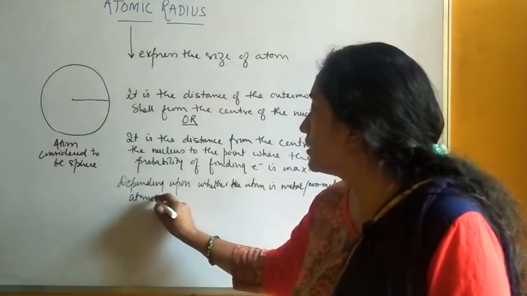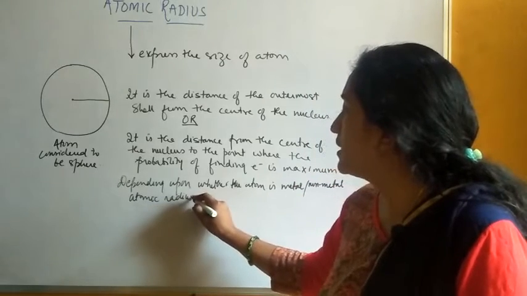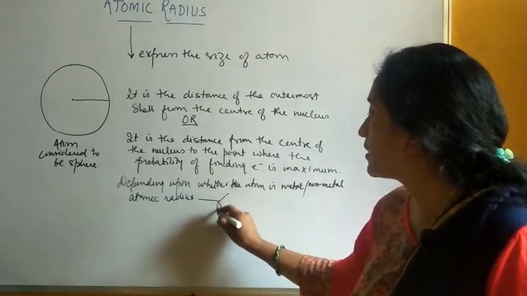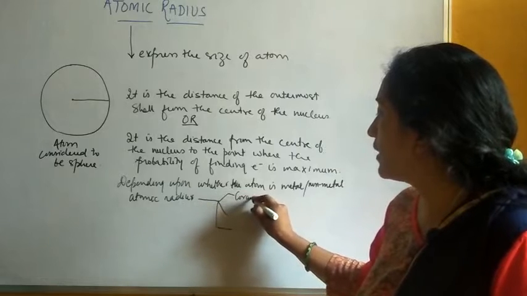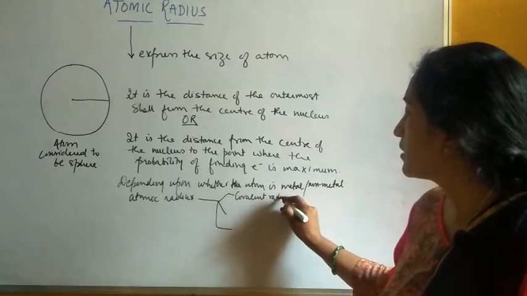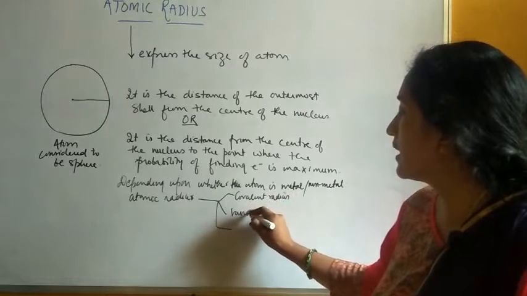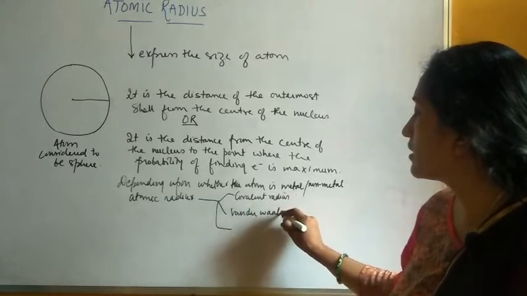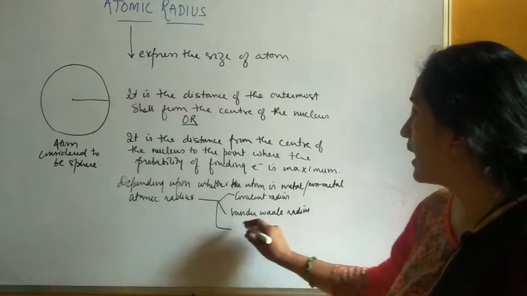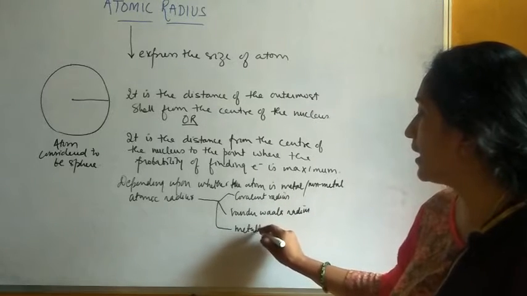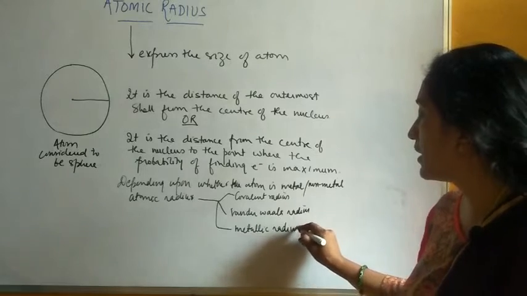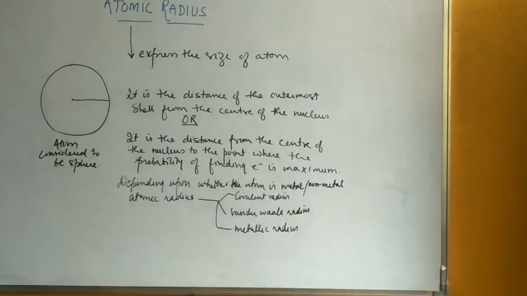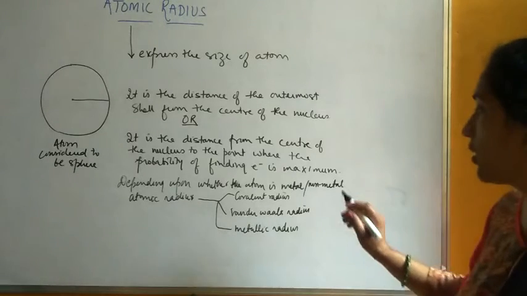Atomic radius is classified into three types. Student, first is the covalent radius, second is the van der Waals radius, and third is the metallic radius. So these are the three types of atomic radius, right, when we are talking about the nature of the atom, whether it is metal or non-metal.